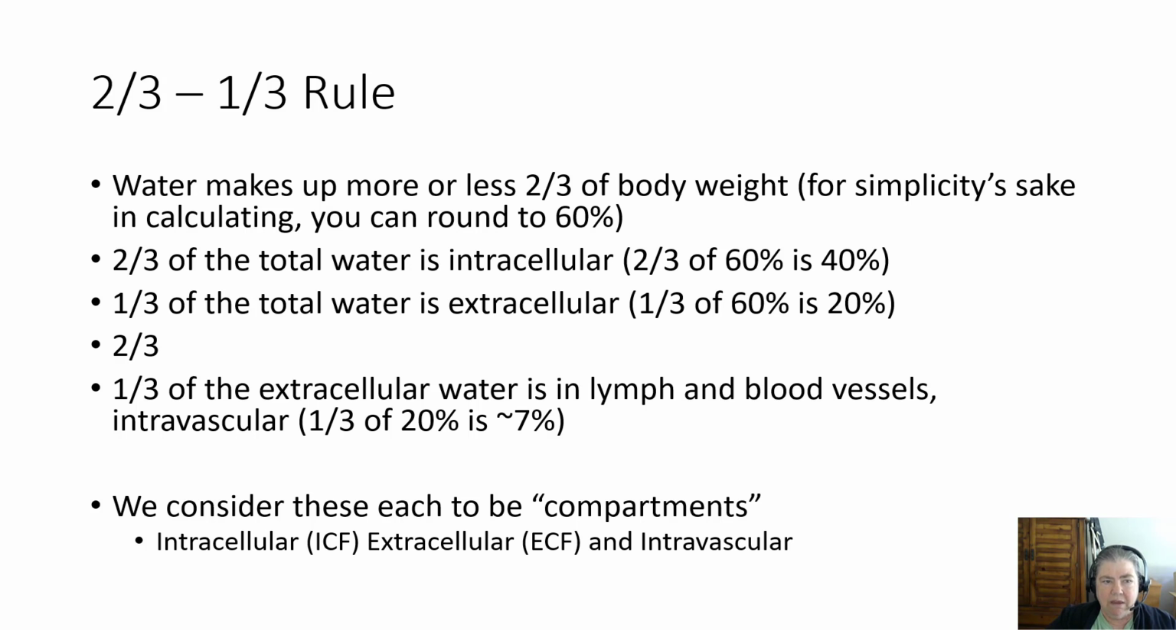So, to review, water is more or less two-thirds of body weight. If I were to give you a calculation problem, you can round to 60%, just to make it easy, because you can then divide that 60% into thirds, and two-thirds of it is intracellular, and a third of it is extracellular. And of the extracellular, two-thirds is interstitial, and I apologize for missing that. I'll correct it in the PowerPoint slide. And a third is intravascular. Each of these we will consider to be a compartment.